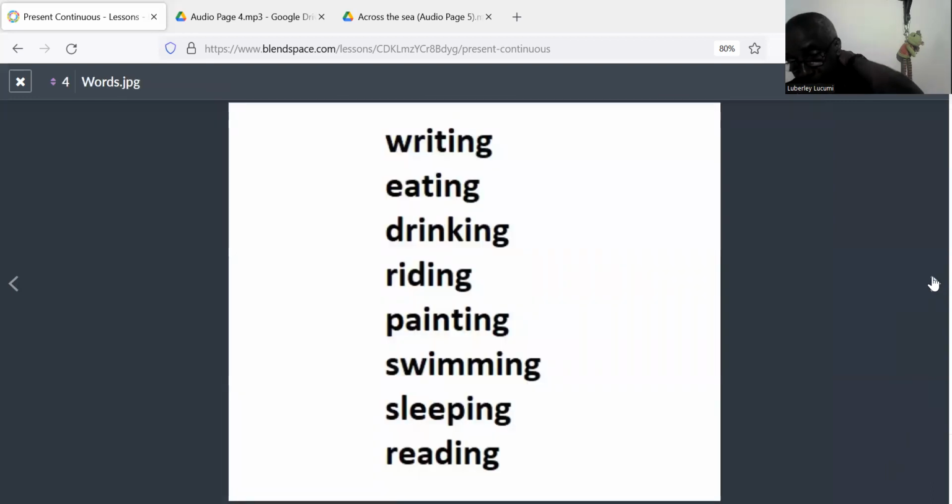Now we can see some verbs. All of them finish in ing, so all belong to present continuous. My suggestion is to try to guess, according to my movement, according to my gesture, what is the verb. Try to guess. So look at me and try to guess. Okay.